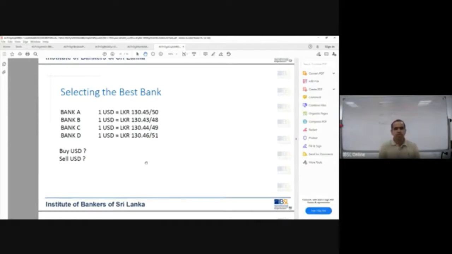Selecting the best bank, right? A is quoting dollars at 130.45/50. B is quoting dollars at 130.43/48. C 130.44/49, and D 130.46/51. And so if you want to buy dollars, you go to whom?